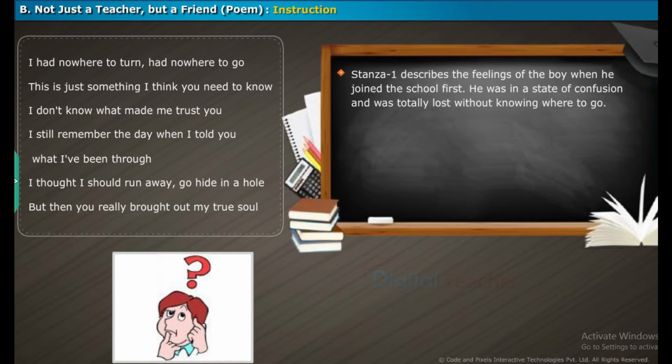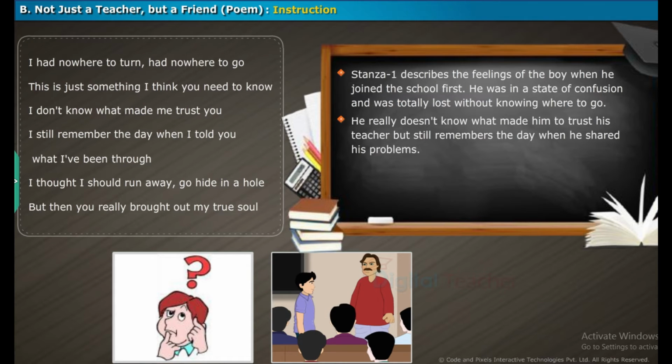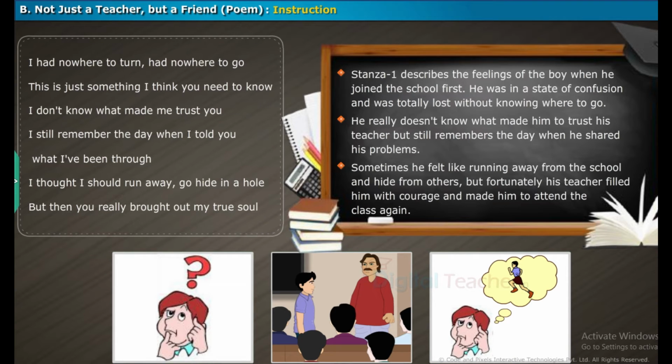Stanza 1 describes the feelings of the boy when he joined the school first. He was in a state of confusion and was totally lost without knowing where to go. He really doesn't know what made him trust his teacher, but still remembers the day when he shared his problems. Sometimes he felt like running away from the school and hiding from others. But fortunately, his teacher filled him with courage and made him attend the class again.